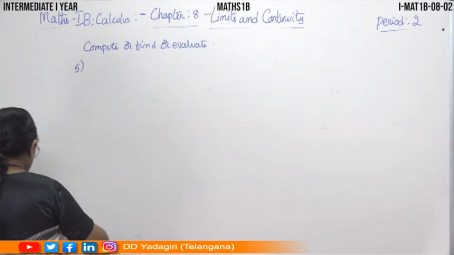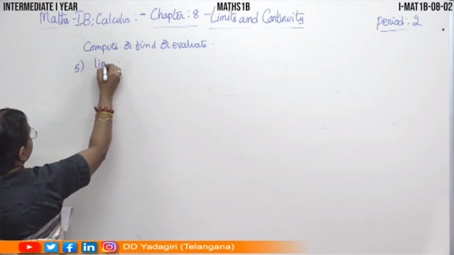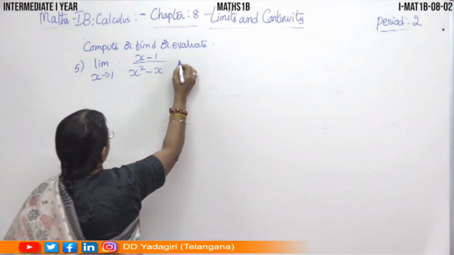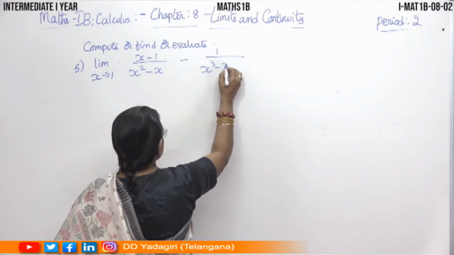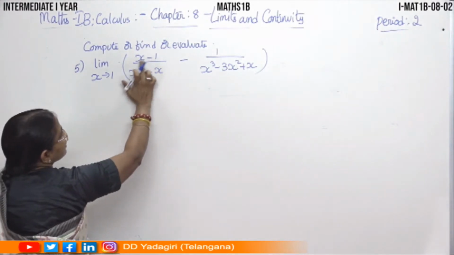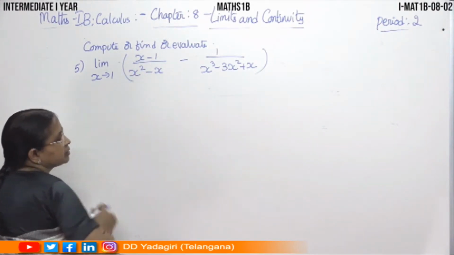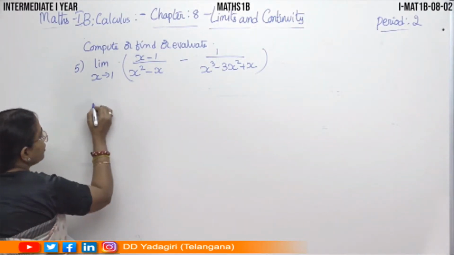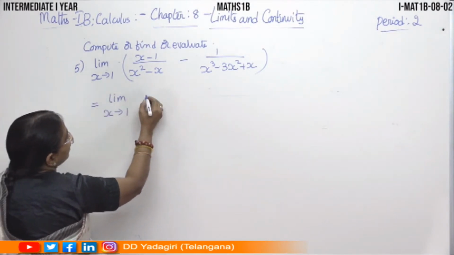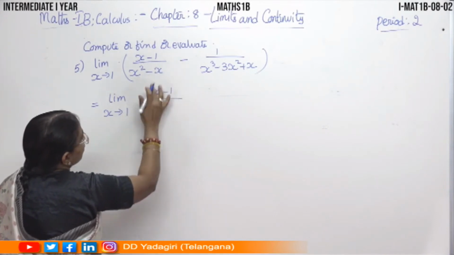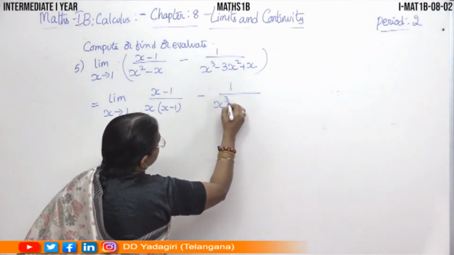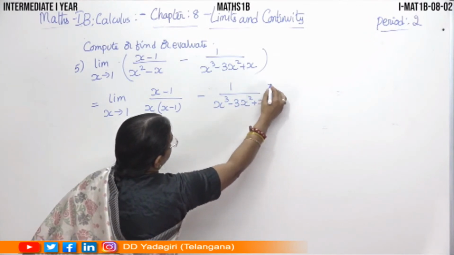Okay, fifth problem. Limit x tending to 1 of x minus 1 by x square minus x, minus 1 by x cube minus 3x square plus x. So if you just observe, when you put x as 1, this is 1 minus 1, 0. And this is also 1 minus 1, 0. So it is in the 0 by 0 form. So what you have to do is, when you get 0 by 0, it means that x minus 1 is a factor. When you observe here, you can take x common, x into x minus 1, and you can cancel x minus 1. Now the indeterminate form will be eliminated.